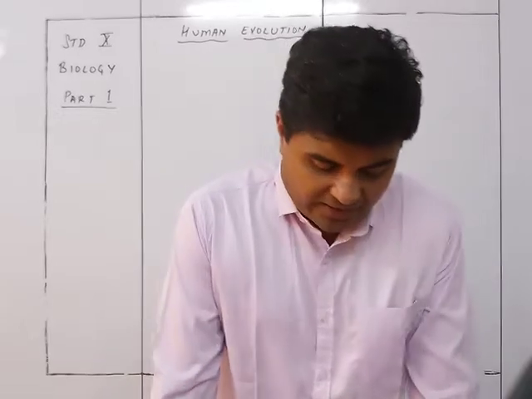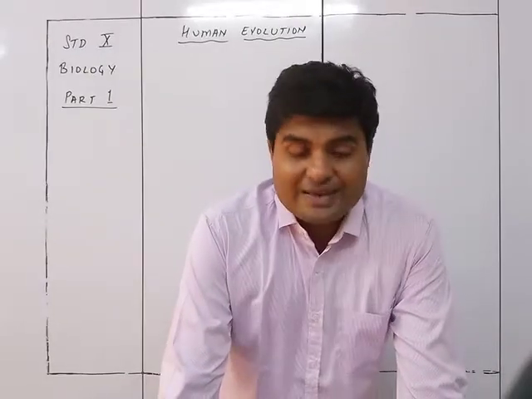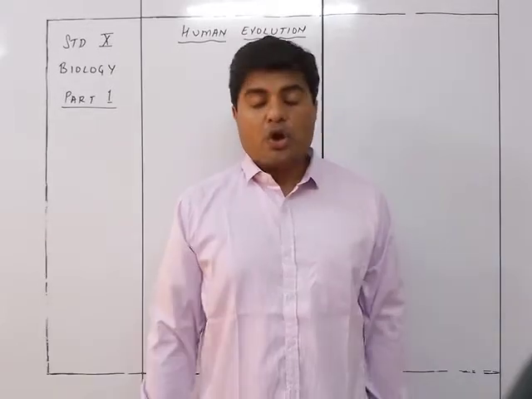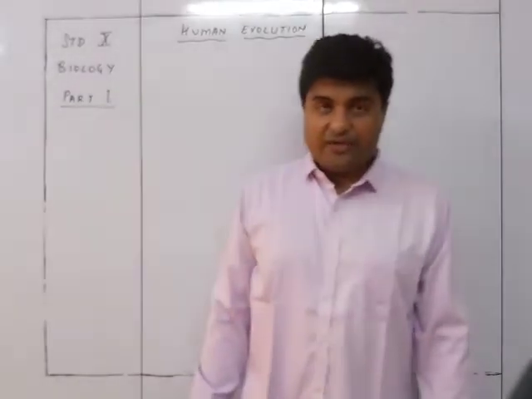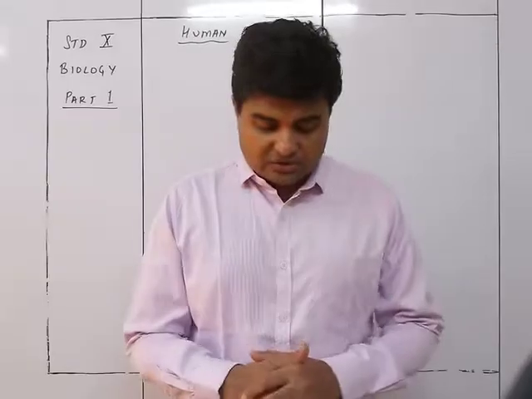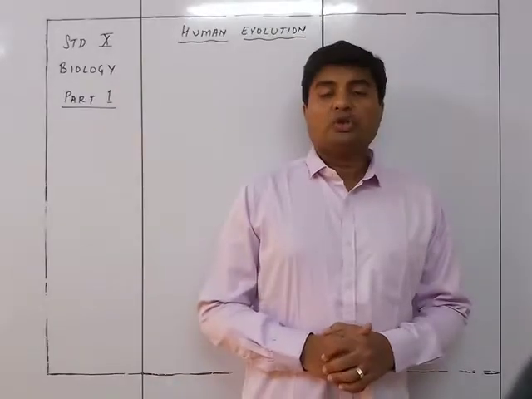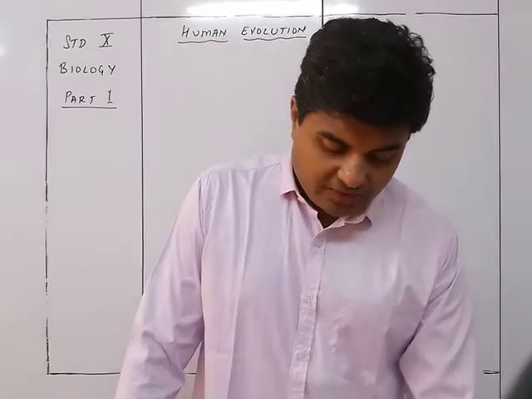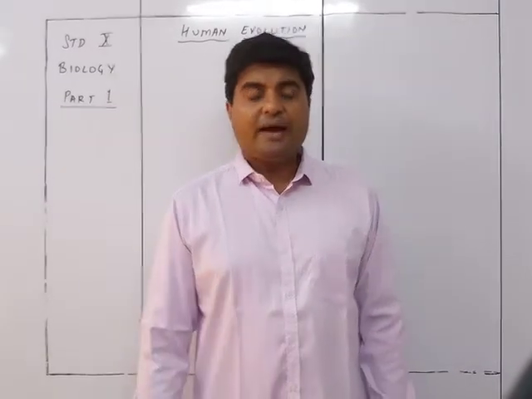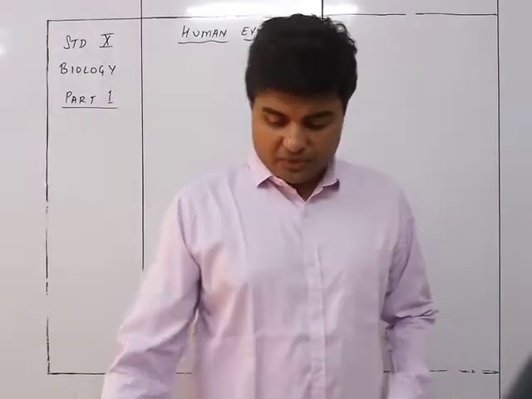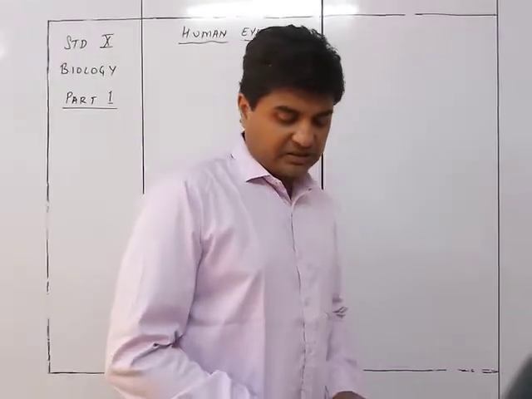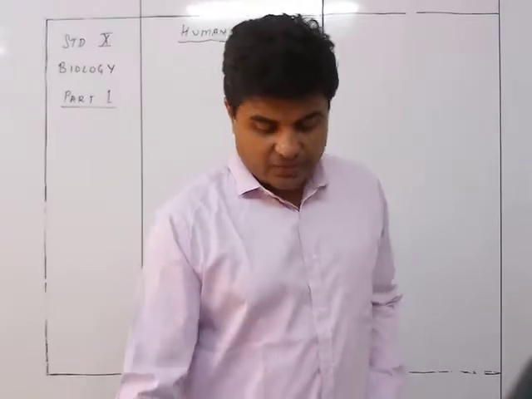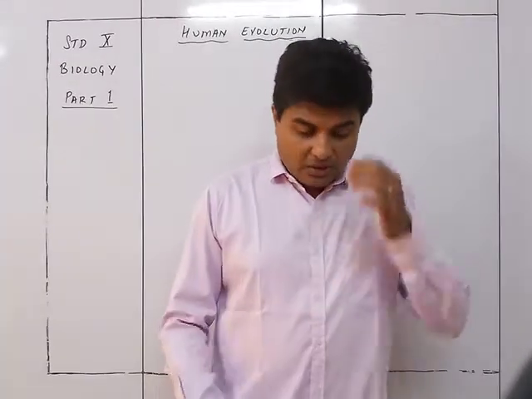So we can define again, evolution is a slow and continuous process whereby complex forms of life have emerged from simpler forms through millions of years. So now we study the theories of evolution. As I told you, there are two theories of evolution. Right now it is just about the theories.